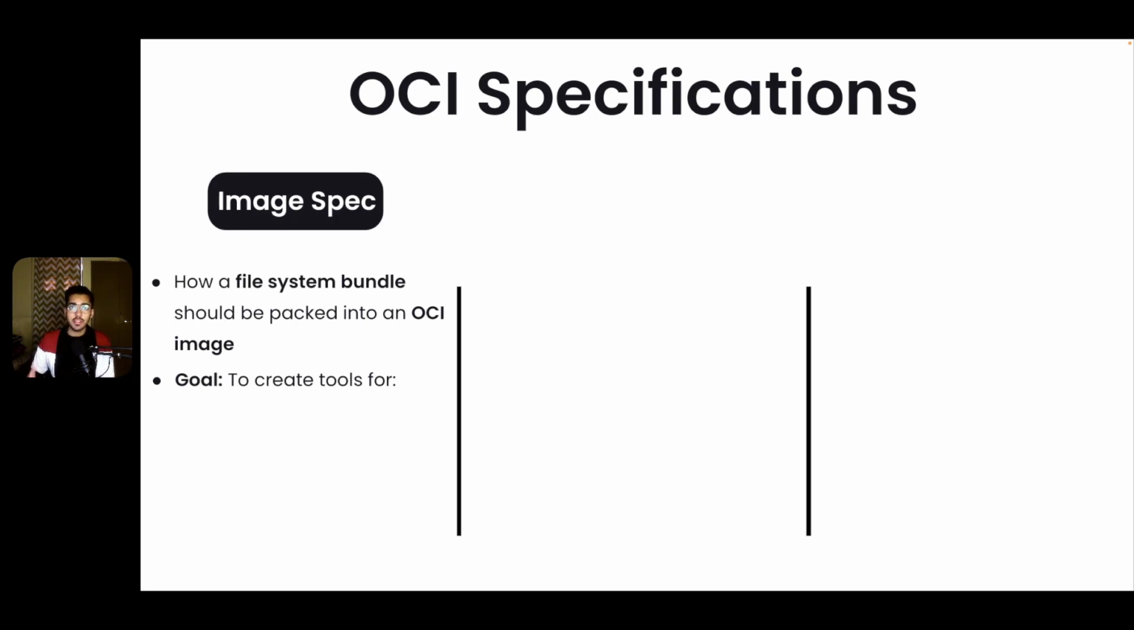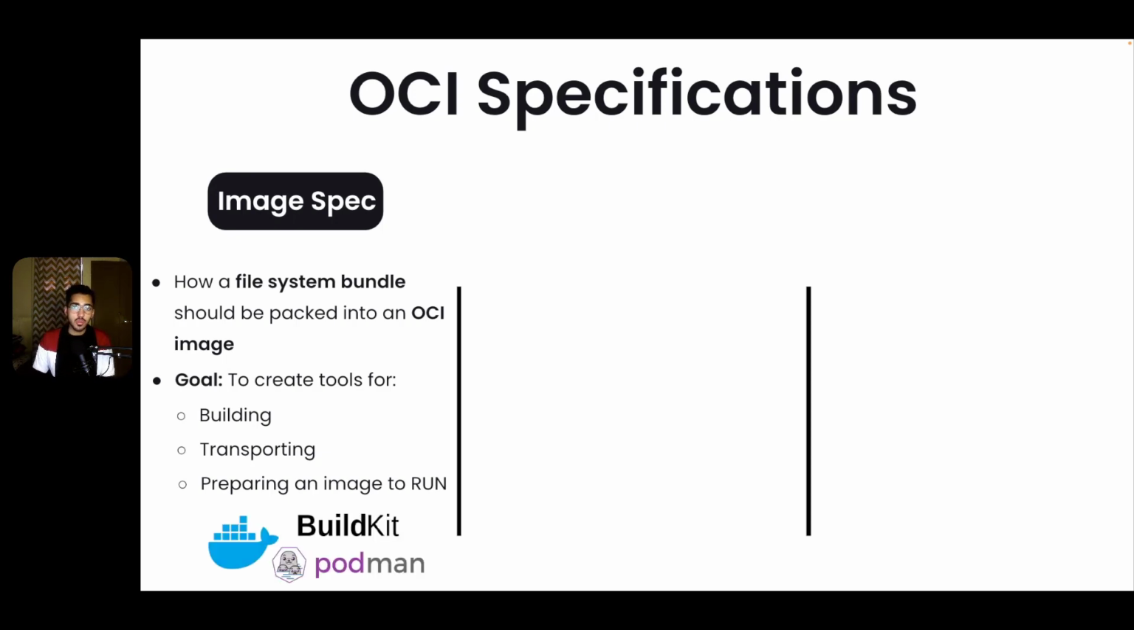The formats and the rules which are defined under the image spec will help us create tools for building, transporting, and preparing an image to run. So basically the image spec defines all the rules and protocols that we need in order to create such tools. And that is what the image specification actually defines: how we can take our application code and package it into an image, which is essentially called an OCI image because it's adhering to the OCI specifications.